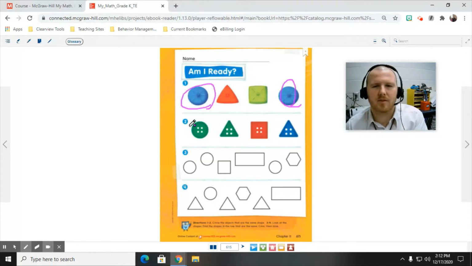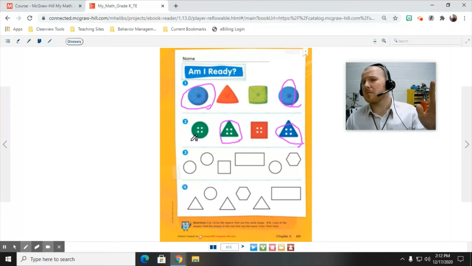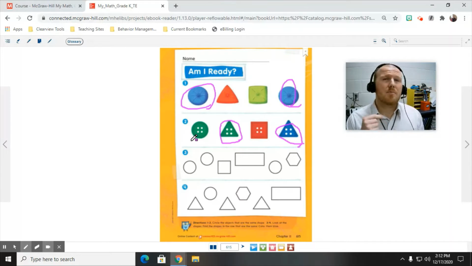Okay, let's try it with the buttons. Number 2. Let's see, round one. 1, 2, 3. 1, 2, 3, 4. 1, 2, 3. Oh, look, 3 sides, 3 sides. Good. We're getting the hang of this. I remember, not the same color, same shape. We know how to do that. We learned how to do that in chapter 9. We were talking about sorting by shape, sorting by size, color, all that stuff.